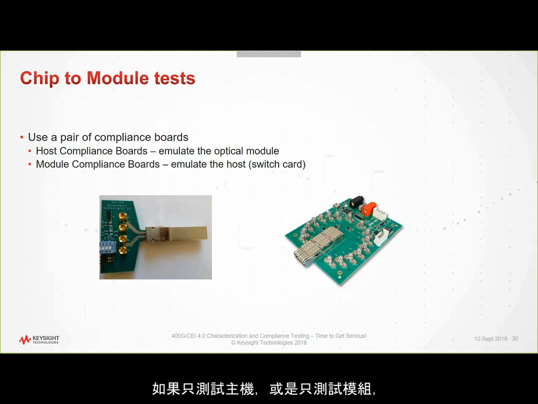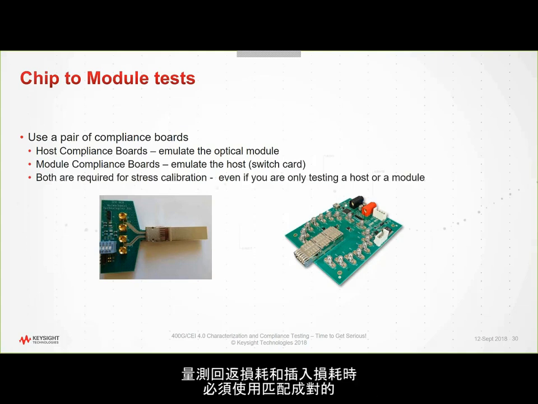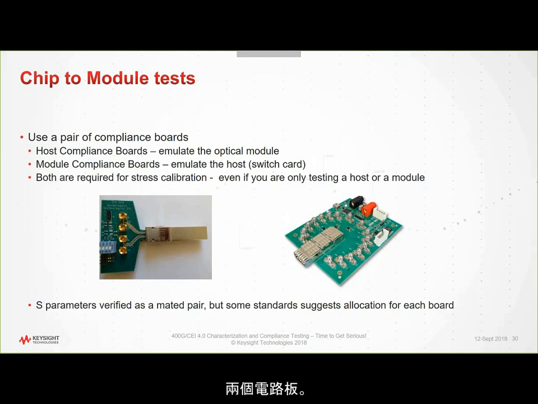Regardless of your testing, if you're only testing hosts or you're only testing modules, you actually need both boards because you need the opposite board for the purposes of calibration when we do the test setup. Both boards are specified for return loss and insertion loss as a mated pair. Now, some of the standards give a suggestion of how much allocation is given to the module board versus the host board for the through loss, but that's not always the case in all of them. But they are verified as a mated pair.